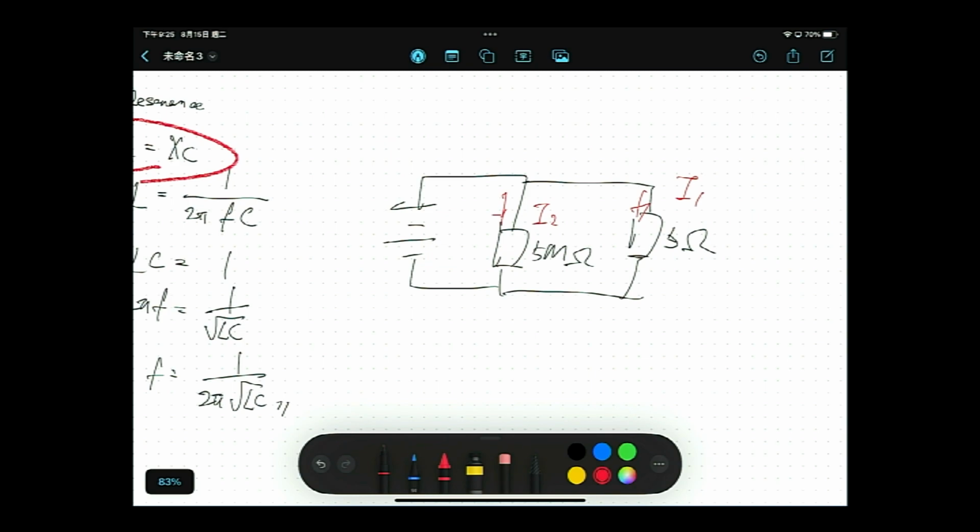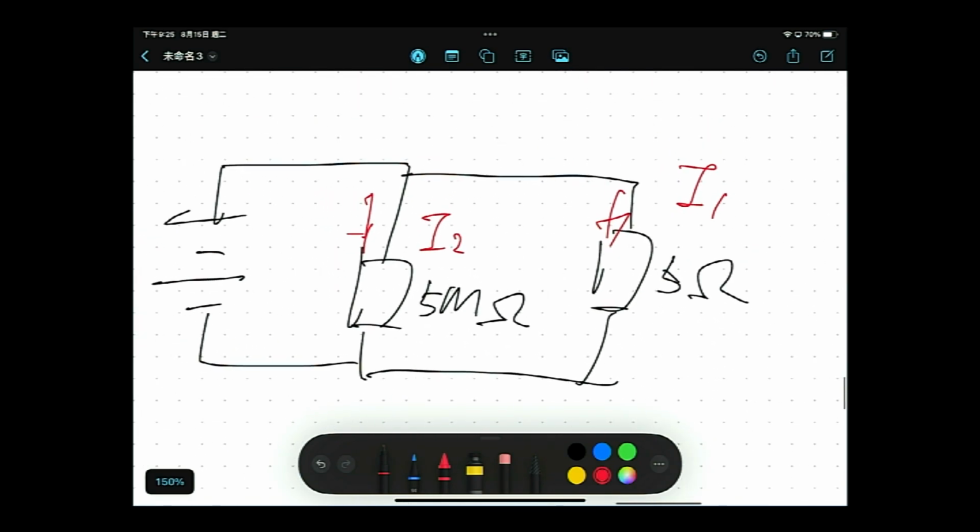Which one will be larger, I1 or I2? Let me put it this way. I shouldn't use 5 megaohm. I should use, let me put it this way, 100 ohm. Okay, this is 5 ohm. Which one will be larger, I1 or I2? It must be I1.